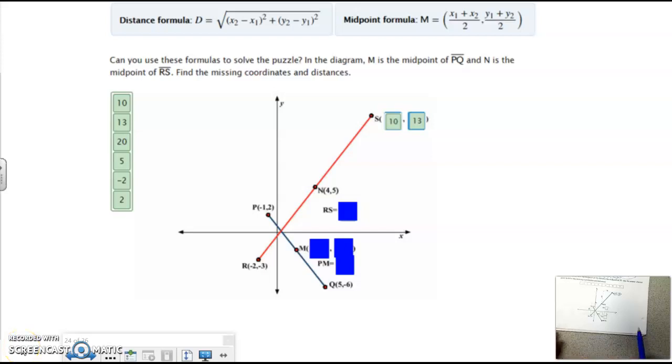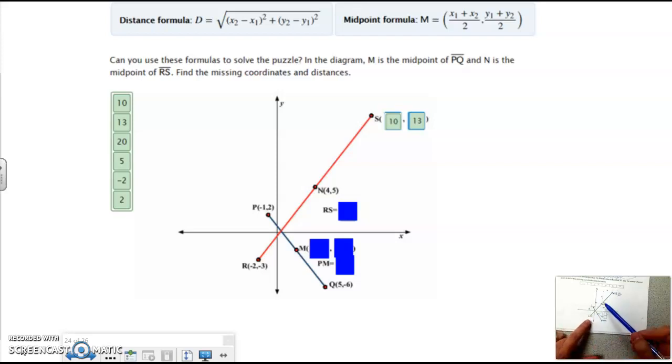So now that we found that point, we can find RS. Now, when you see this notation, I had some people kind of confused on previous worksheets and tests. They didn't know what this meant. If it doesn't have the bar over it and has the two endpoints, it's just the distance from R to S, so the length of RS.